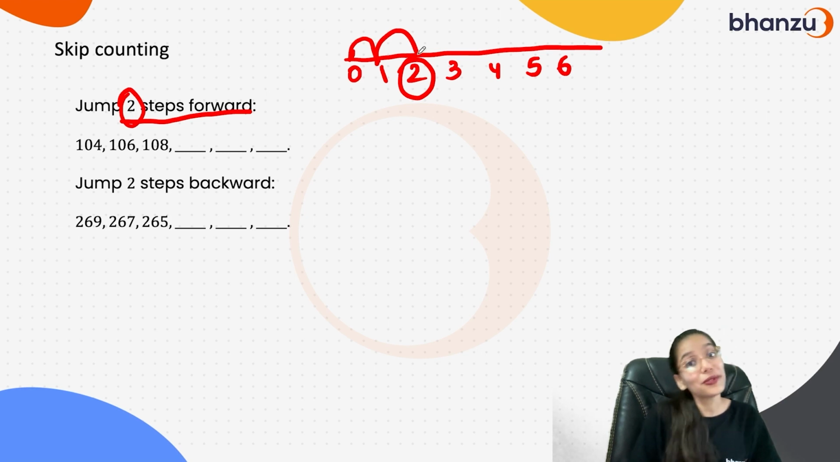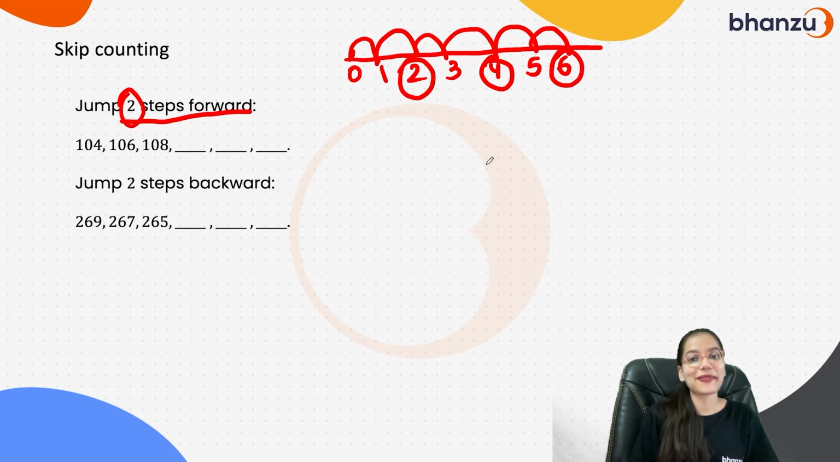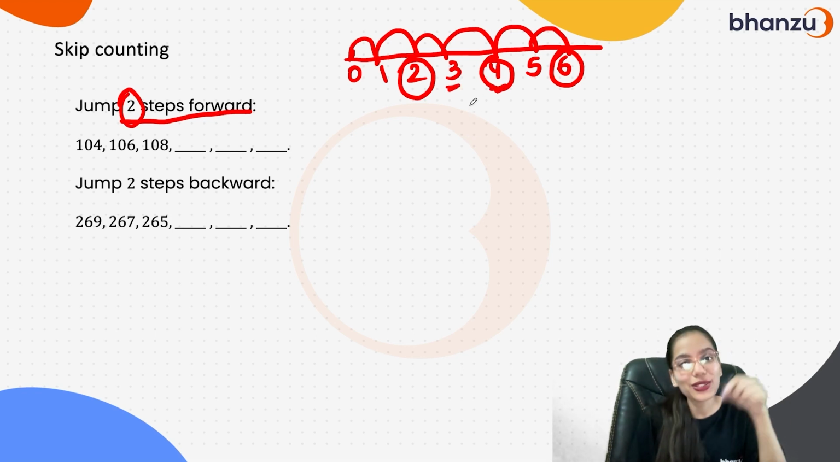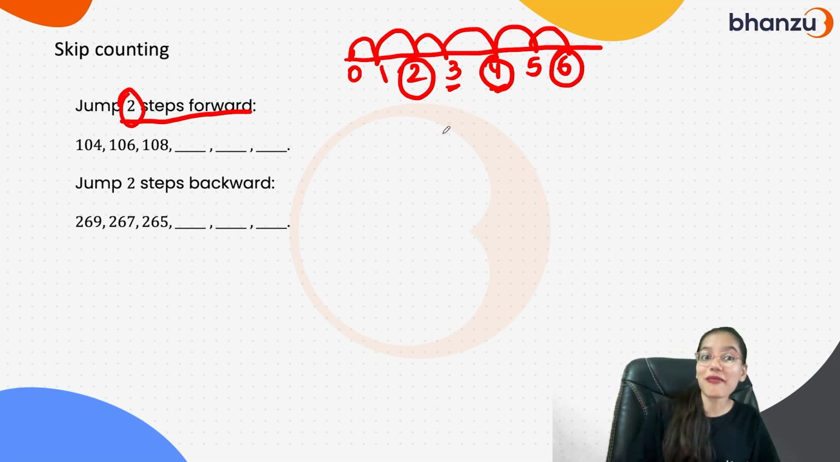From 2, if you jump 2 steps forward, what will happen? 1, 2. You reach 4. Correct? From 4, where do you reach? 1, 2. You reach 6. Correct? Now, did you understand what I mean by jump 2 steps forward? You're skipping one number and writing the number that you're landing on. Got it? So, let us do that with big numbers now.